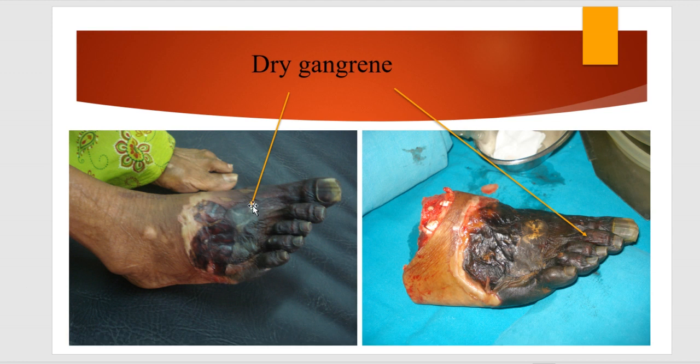Here you can see another example of dry gangrene. An old lady again, the right foot here. That was a left hand, this is a right foot, both are different patients. And again, as suggested in this video before, these types of patients usually land up in amputation, right?